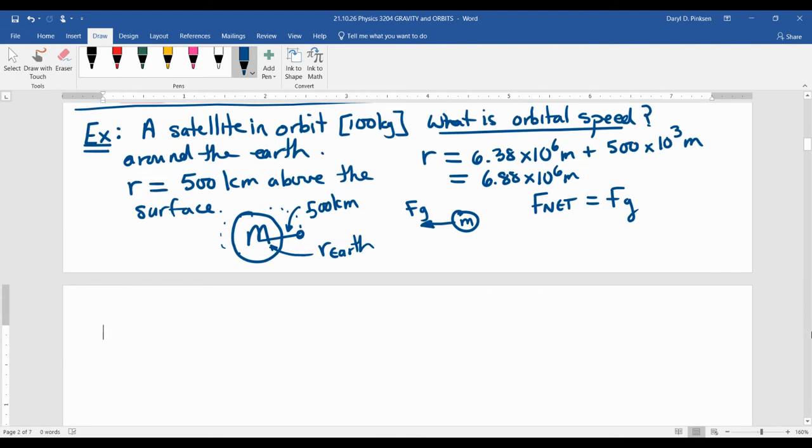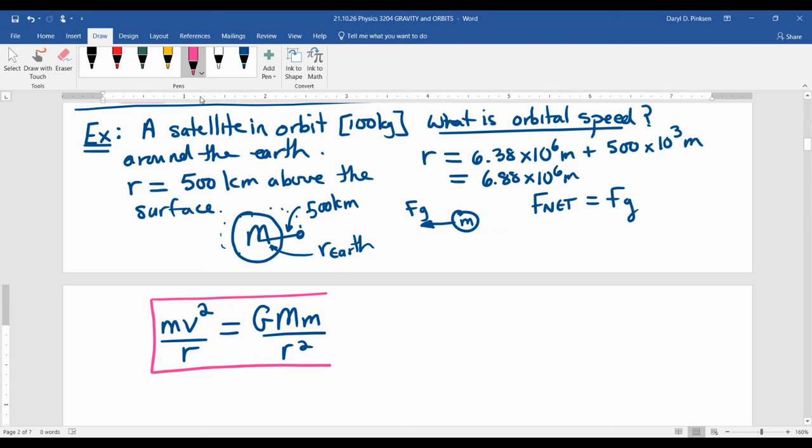So now we have mv squared over r, that's the F net part, is GMm over r squared. So this equates the centripetal force to the gravitational force. This is your centripetal force. That's the F net part. And this is the force of gravity part.